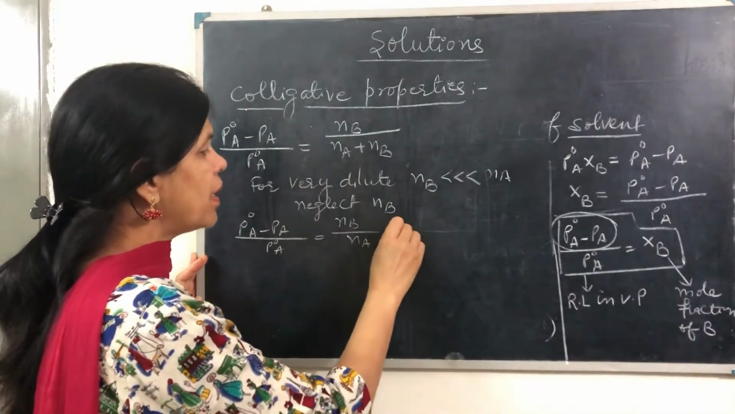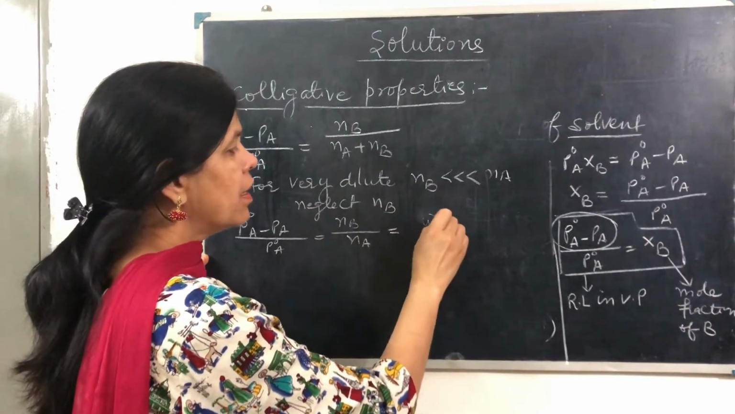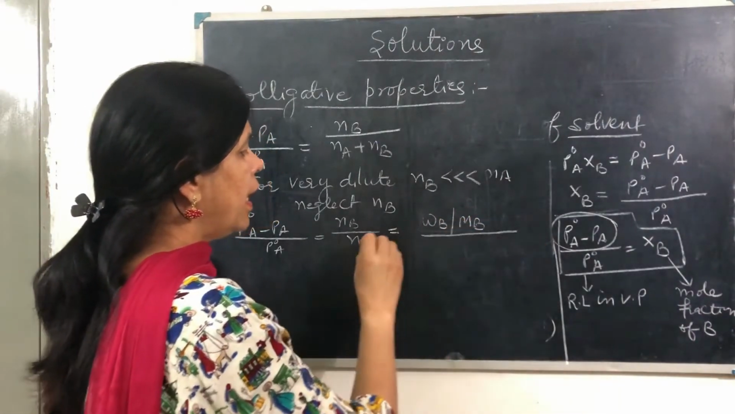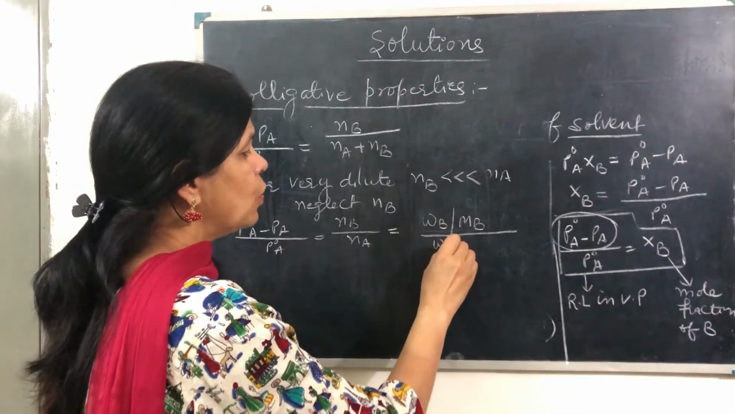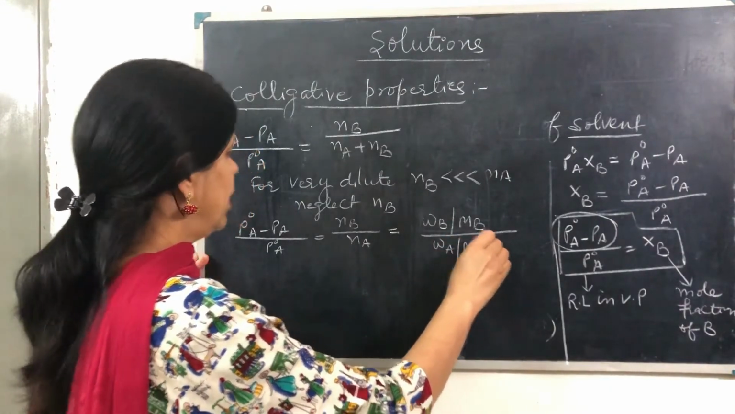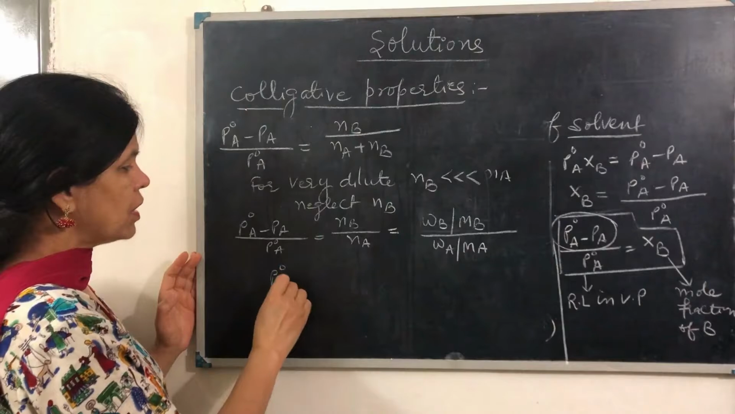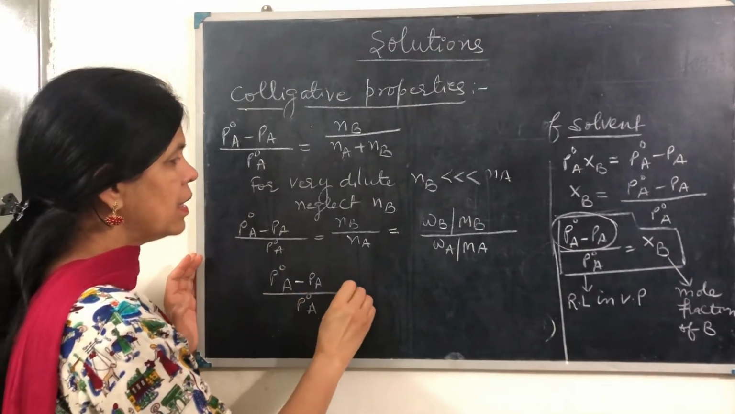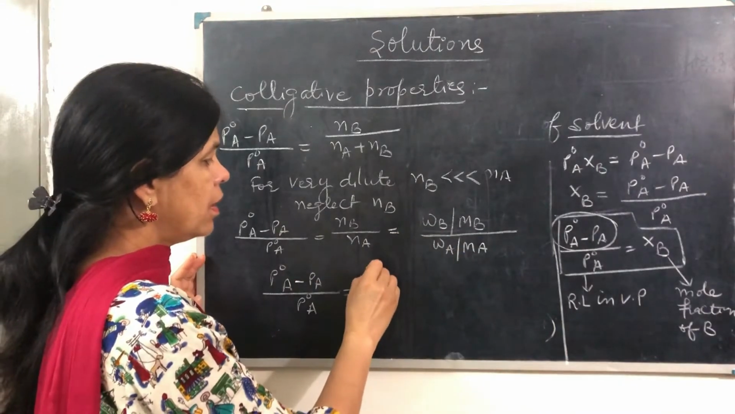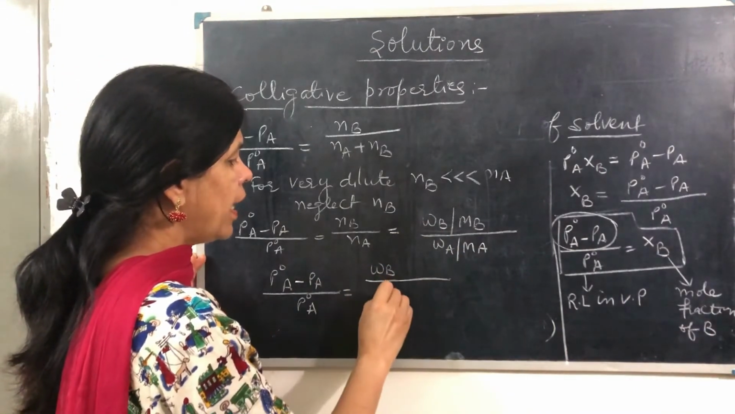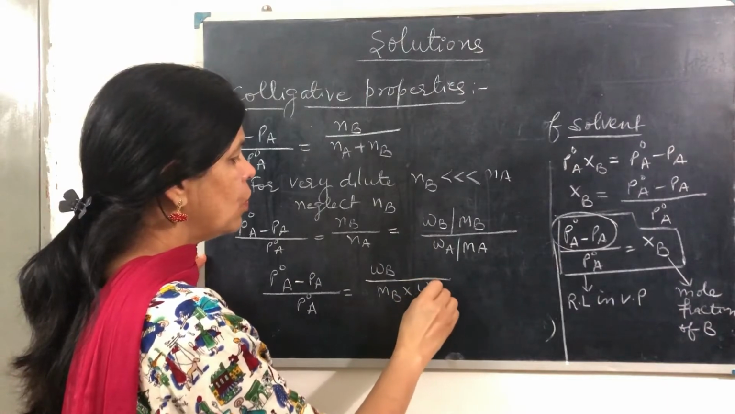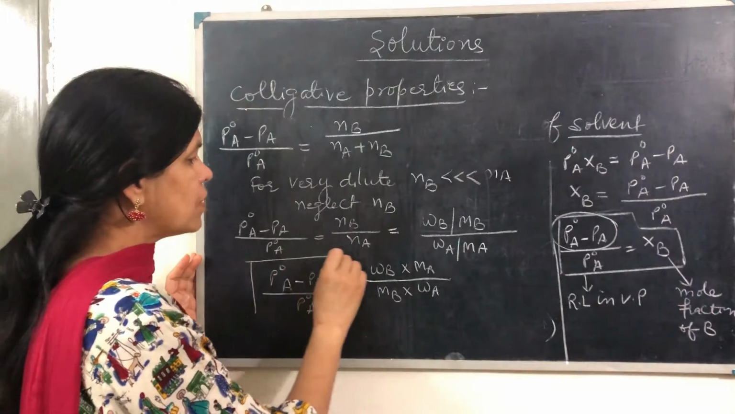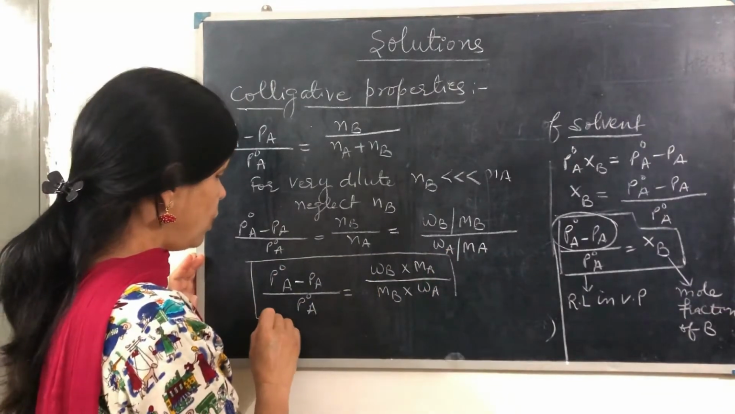It can also be written as, Nb is the given mass of solute B divided by the molar mass of solute, and Na can be written as Wa upon Ma. So I'll say P naught A minus PA upon P naught A is equal to Wb upon Mb, divided by Wa upon Ma. This is one more expression of this colligative property.